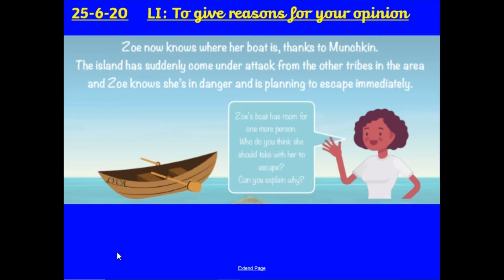Should she take Doobie? What about William? Maybe Munchkin for helping. What about Spat? What about Sarah? Have a little think. Who might you take? If you were Zoe, who would you take with you?